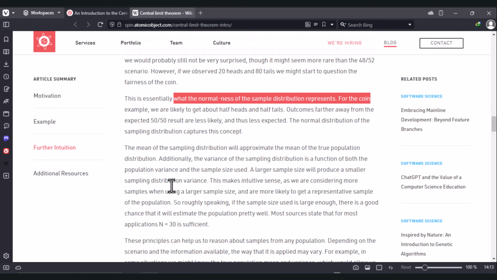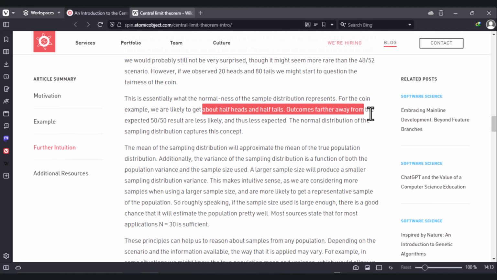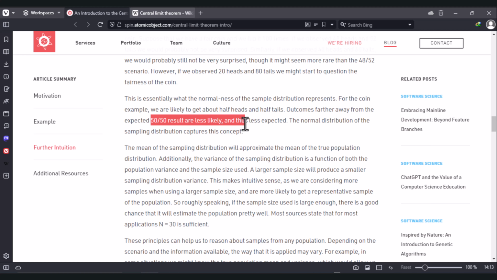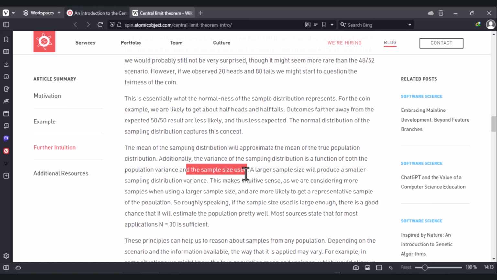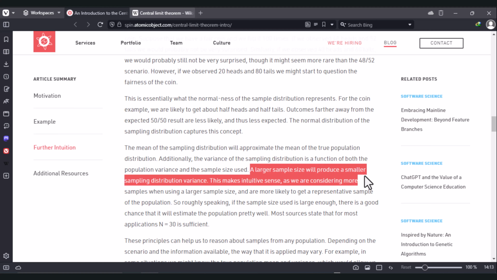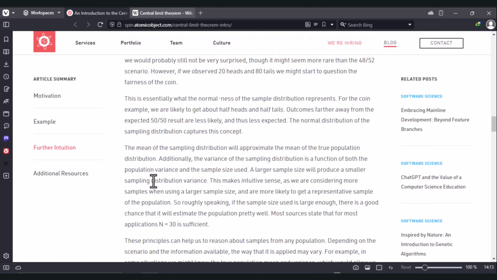We are likely to get about half heads and half tails, and results far from the expected 50-50 are less likely. So the normal distribution of the sampling distribution captures this concept. The mean of the sampling distribution will approximate the mean of the true population distribution. Additionally, the variance of the sampling distribution is a function of both the population variance and the sample size used. The larger the sample size, the smaller the sampling distribution variance.